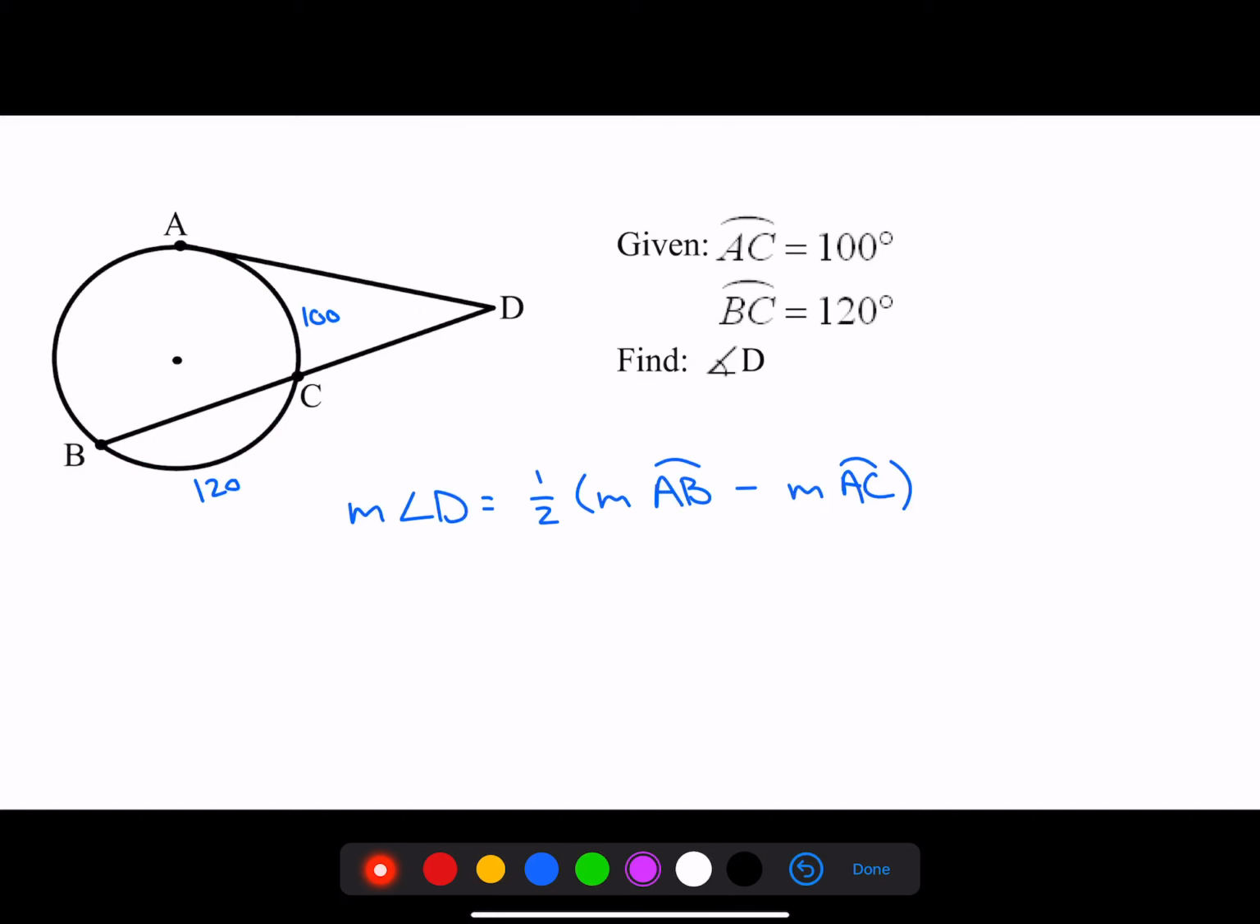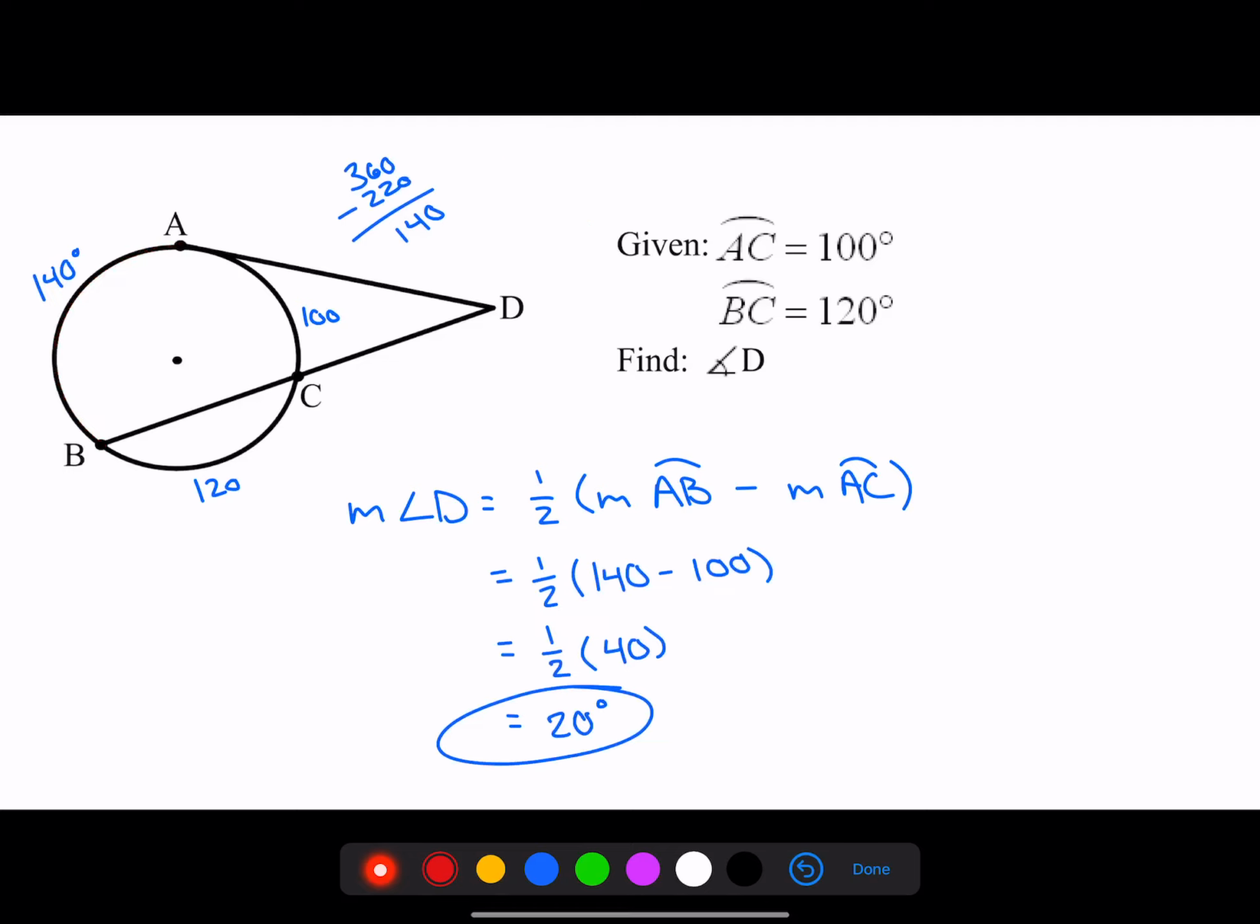So, let's go ahead and do this. First thing I need to do is solve for arc AB, this arc right over here. If I know that's 220 overall, I can do 360 minus 220, and that'll give me 140 degrees. From here, we can do 1/2 of 140 minus 100, again, big angle minus small angle, which will give me 1/2 of 40. Well, half of 40 is 20 degrees, so the measure of angle D is 20 degrees.